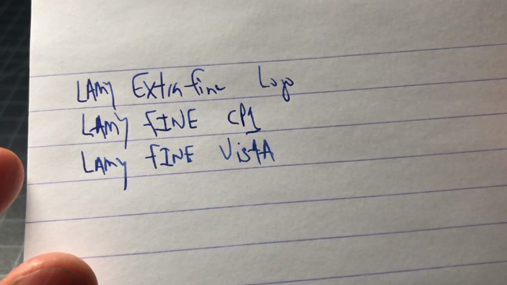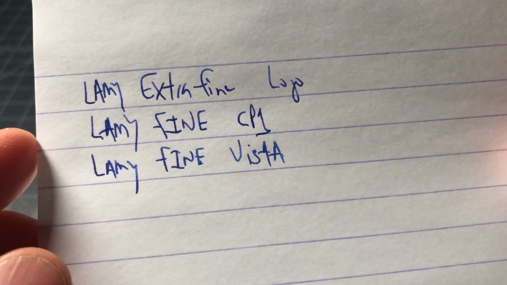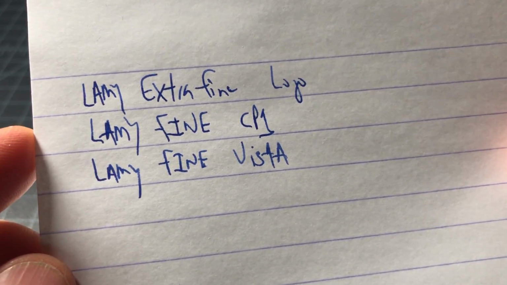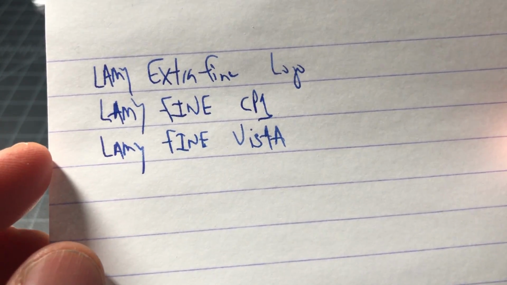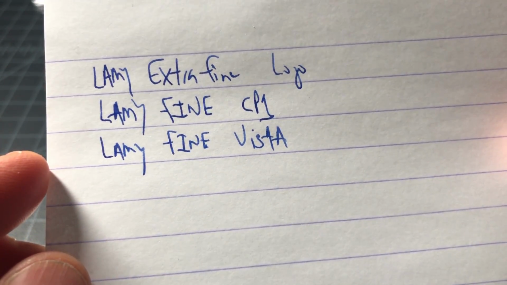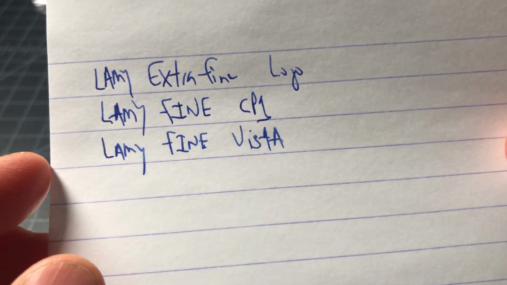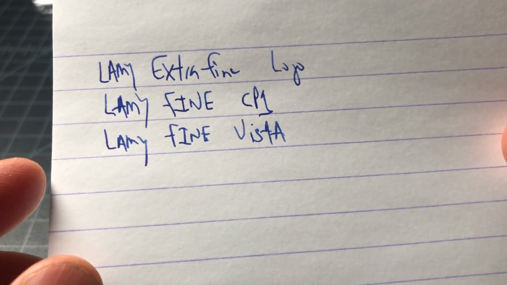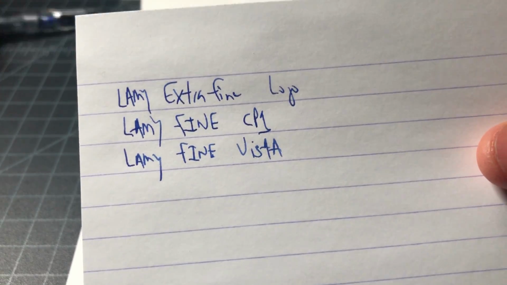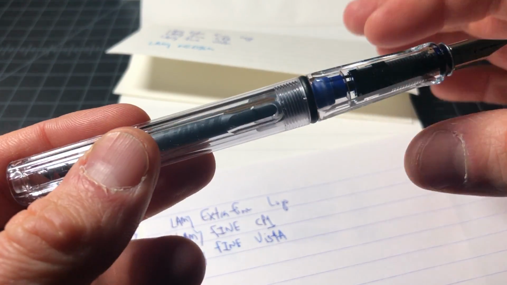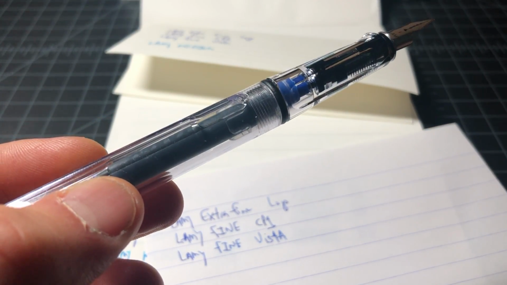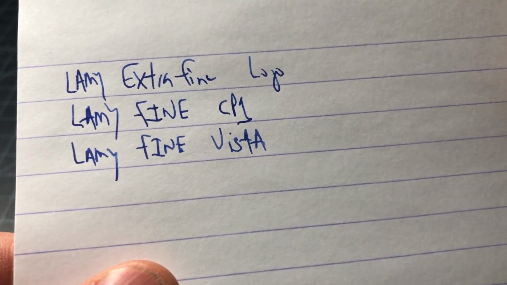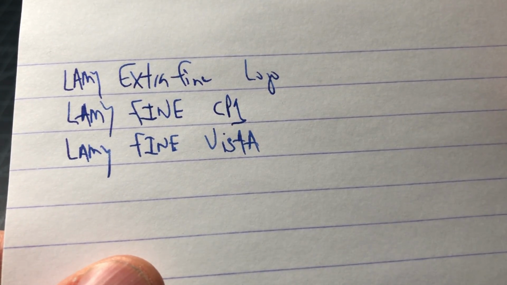If anything, I would say the most notable is that the fine seemed a little bit wetter when you're writing, and that the Lamy Vista fine, the brand new one, seems slightly smoother than the other two. And I don't know if that's just because it's brand new, or it was just made from the factory better, or the fact that this pen has had a total writing time of like an hour. So it just seems a little bit smoother than the other fine and the extra fine.